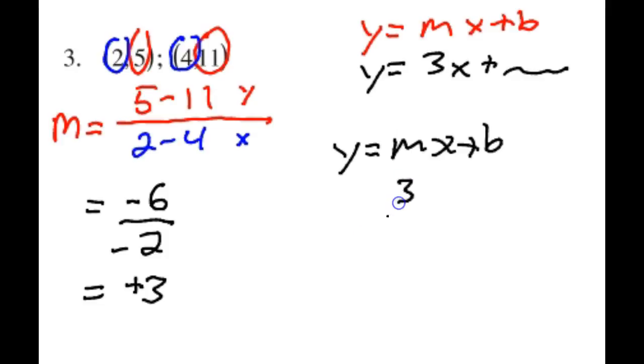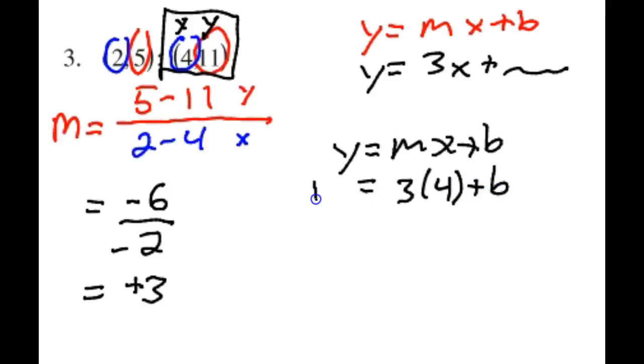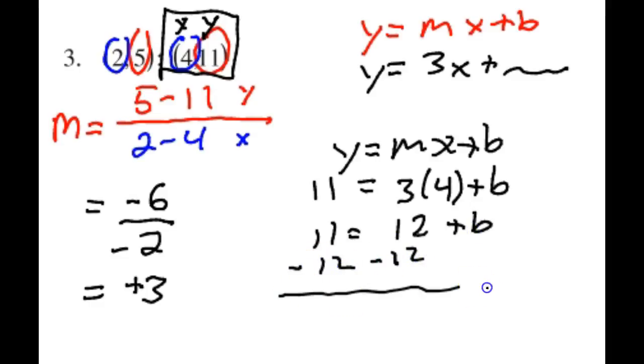I put in my positive 3 for the slope, and I'm going to use either one of these. I'm going to use the 4 for x and the 11 for y. So we'll have 11 equals 3 times 4, which is 12, plus b. Subtract 12 on both sides. And 11 minus 12 is negative 1. So my final answer will be y equals 3x minus 1. Final answer.